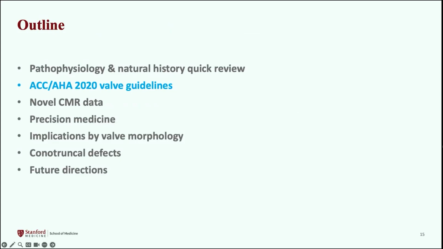So that was a quick overview of the natural history and pathophysiology of aortic regurgitation. Now I want to go to the 2020 valve guidelines.